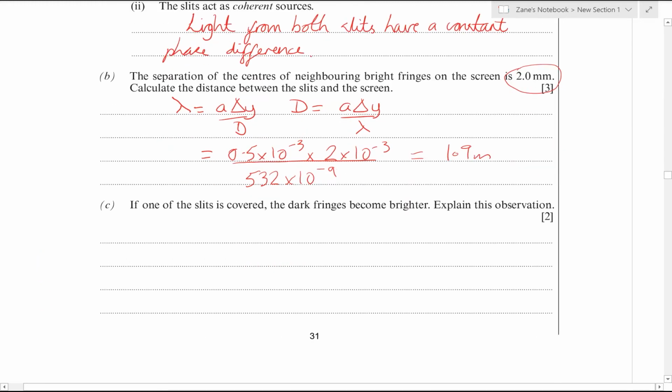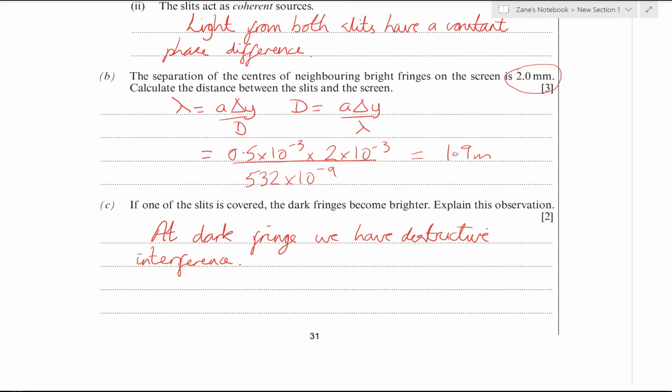Last part of the question asks us to explain why, if one of the slits is covered, the dark fringes become brighter. Well, this is because at the dark fringe we've got destructive interference. Now, to have interference we need two light sources basically, and if we cover up one of the slits then we've only got one light source and hence we can't get destructive interference.